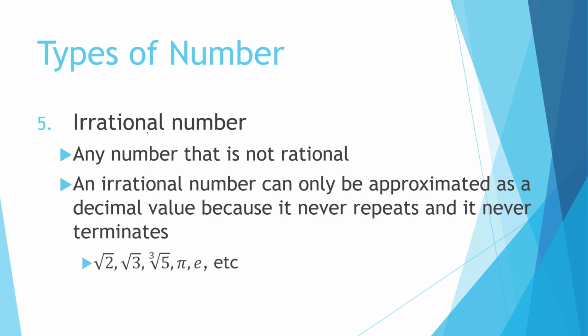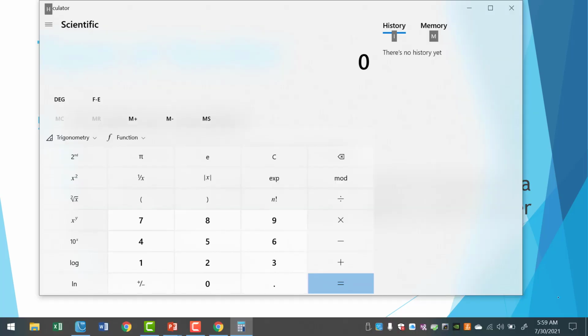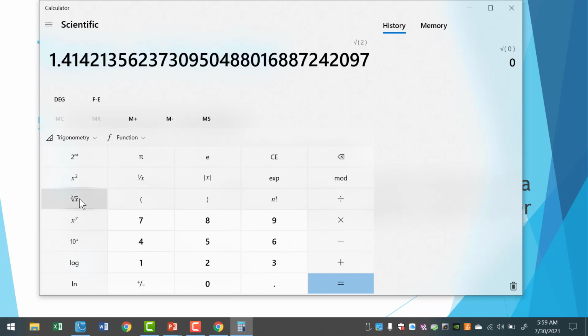For example, like this one here: square root of 2, square root of 3, cube root of 5, and then pi, etc. Why are these numbers irrational? I'm going to explain using a calculator. Okay, here is an example. Previously I said that square root of 2 is an irrational number. If you put this into the calculator, square root of 2, there you go.